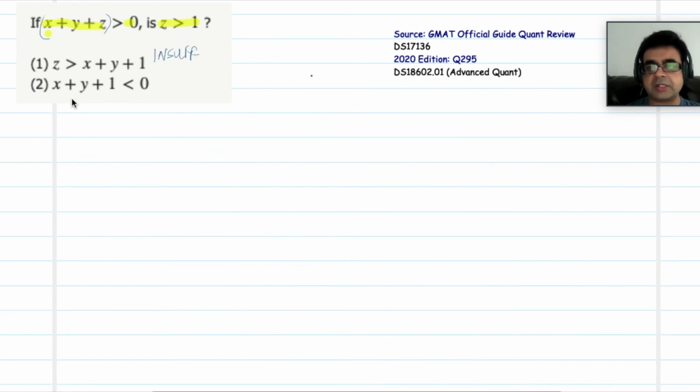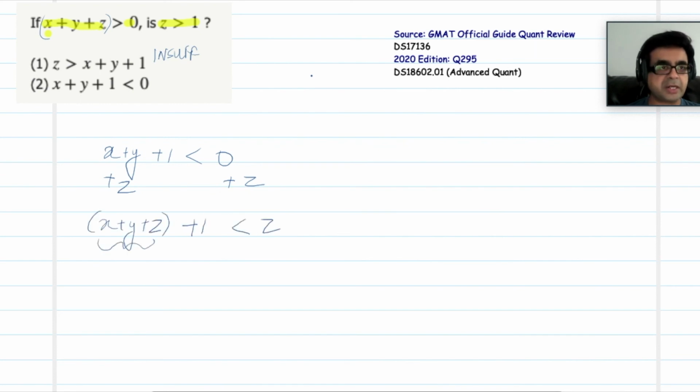Statement number 2, x plus y plus 1 is given to be less than 0. So again, since we are given x plus y only, let's add z to both sides. Since we are adding, it is absolutely fine. We get x plus y plus z plus 1 is less than z. Now we know this quantity x plus y plus z is greater than 0. So this is a positive quantity.